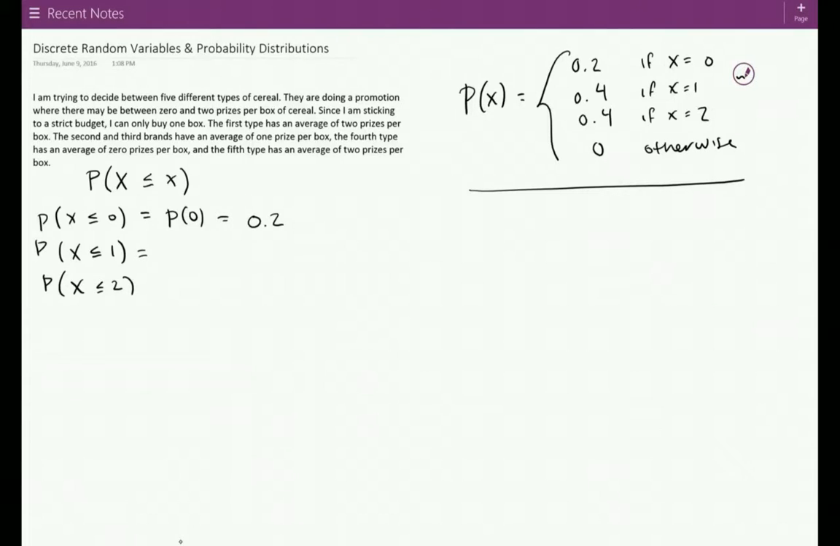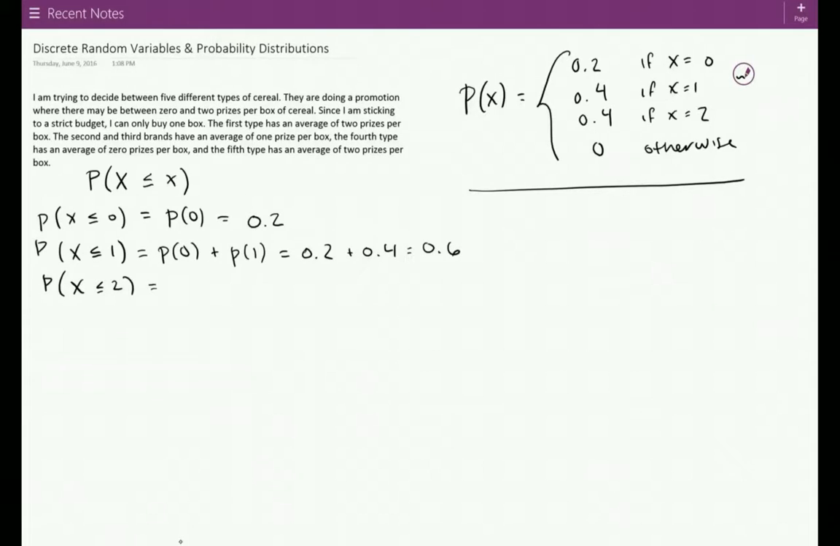The probability that X is less than or equal to 1 will be the probability that X is 0, or the probability that X is 1, because that includes the 2 possible outcomes where the random variable X is less than or equal to 1. So we'll sum those to get 0.6, or 60%.